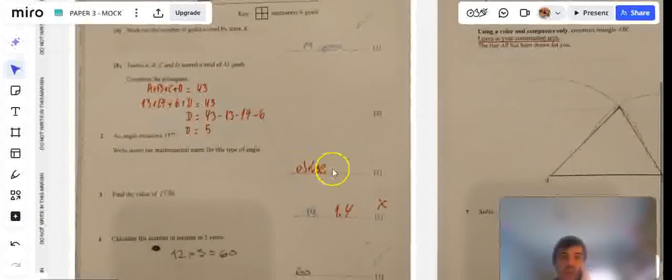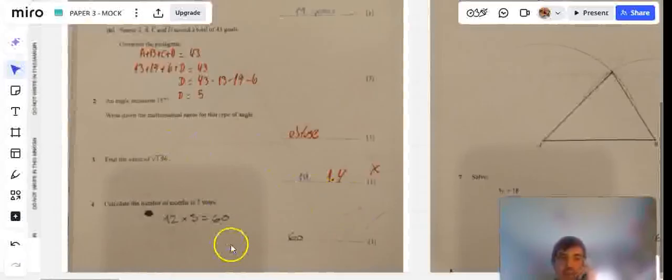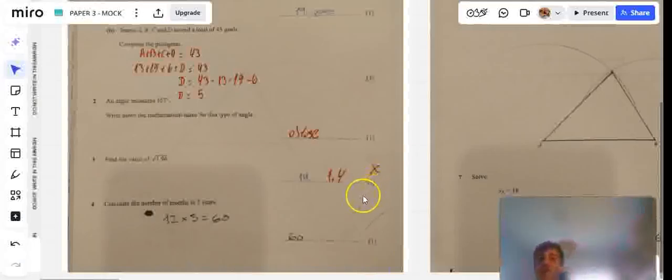Some of you brought obtuse angle. Obtuse is okay, okay? Again, find this value. It's easy. Almost all of you did it correctly. You just have to solve this with the calculator. And also this one. When it says just 1 point, it means that you have to write the answer. It's not necessary for you to show the steps, okay?